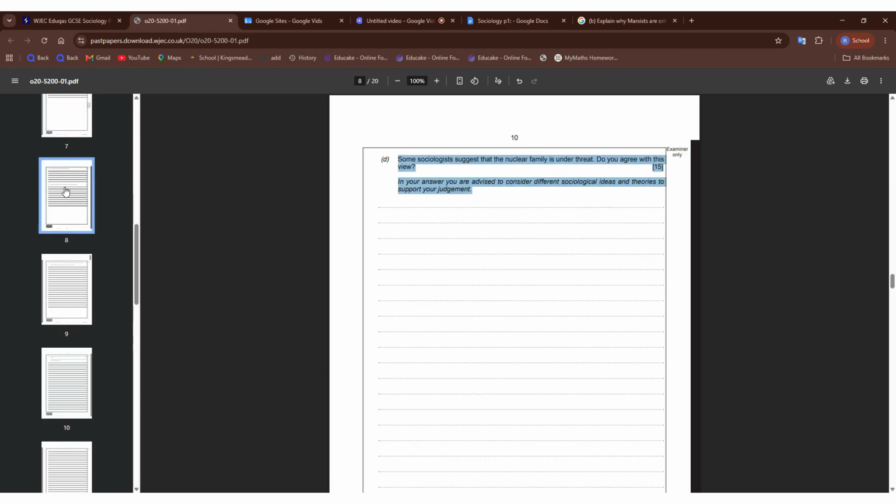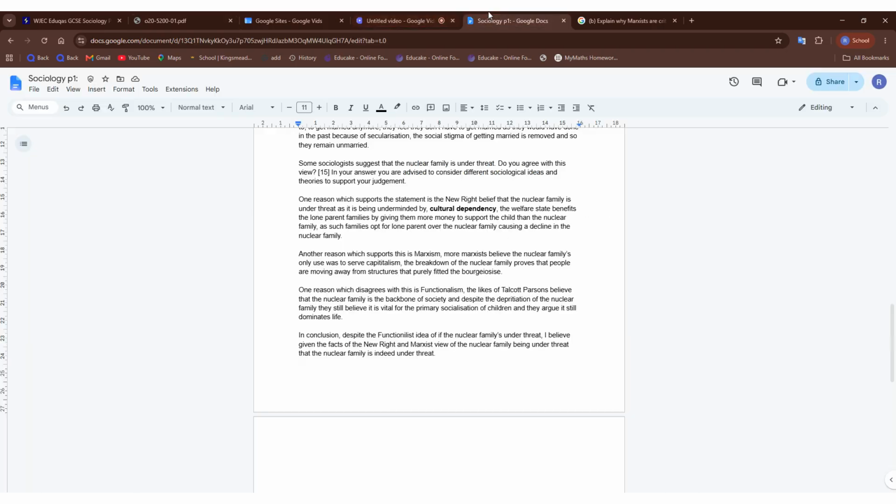But anyway, moving on, because we want to get this answer done. One reason which disagrees with this is functionalism. The likes of Talcott Parsons, and I'm going to highlight that in bold, because when you use special sociological words, that is going to get you marks.